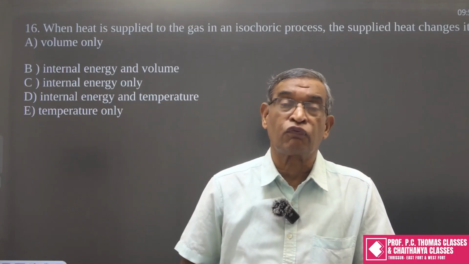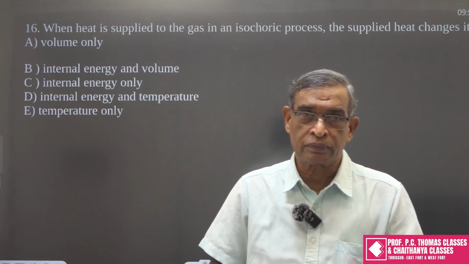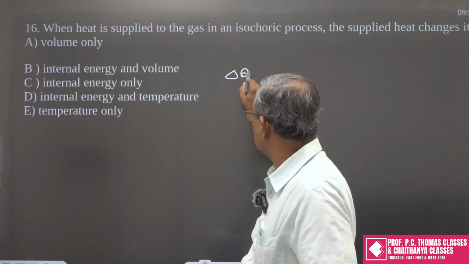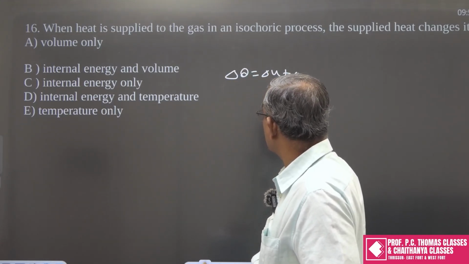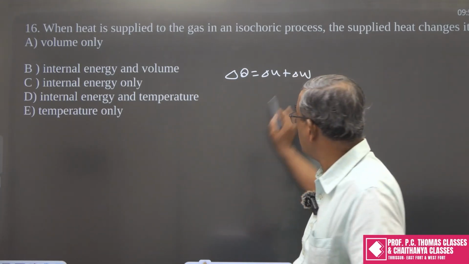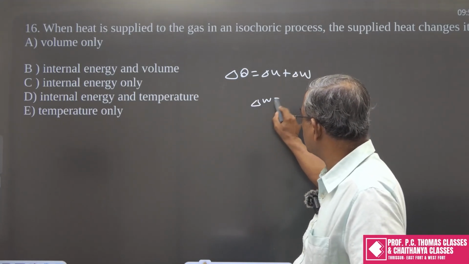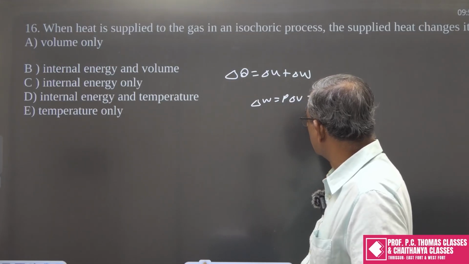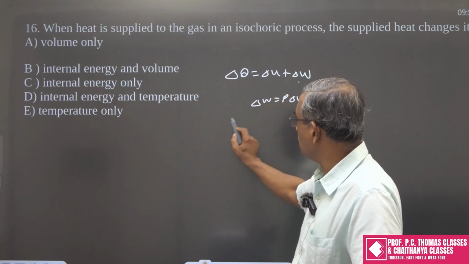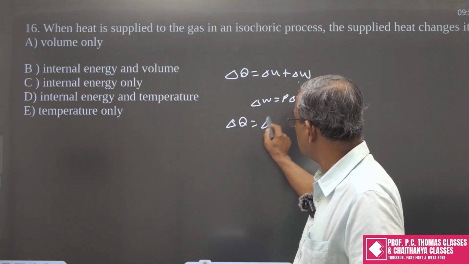Then the question is, for what is the heat supplied used? By the first law of thermodynamics, delta Q is equal to delta U plus delta W. Since it is isochoric, there is no change in volume, therefore delta W is equal to P dV, which is 0. So delta Q is equal to delta U.